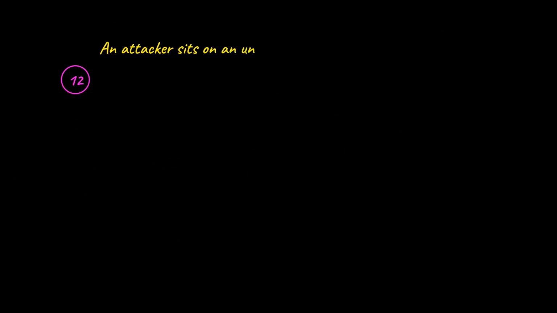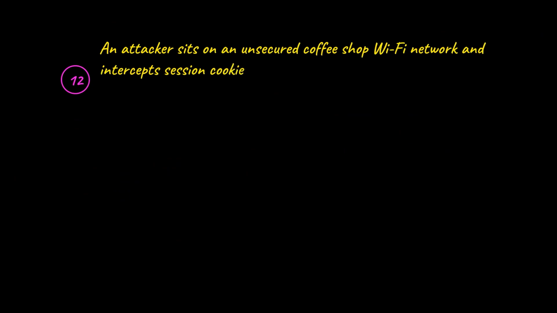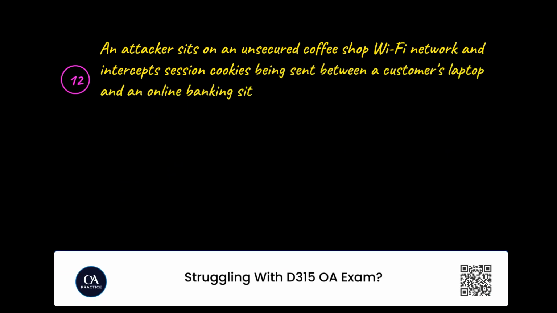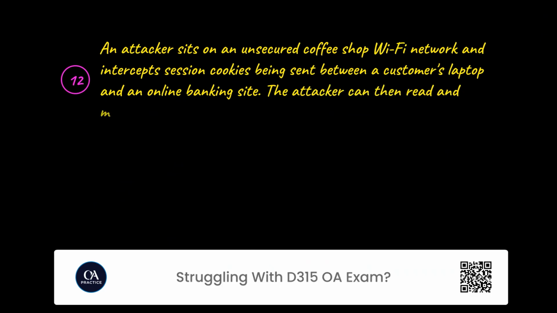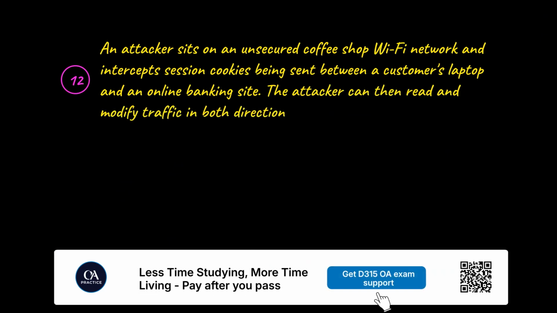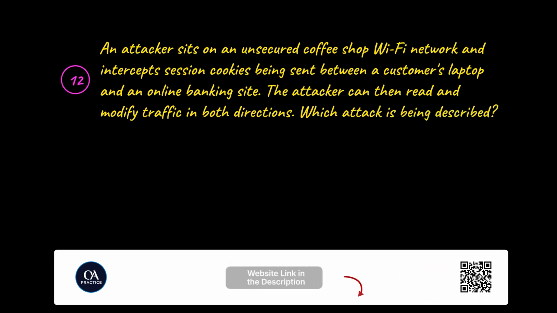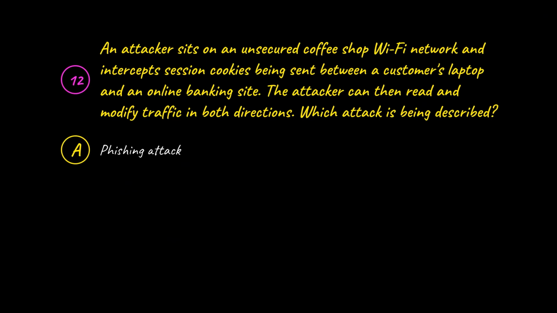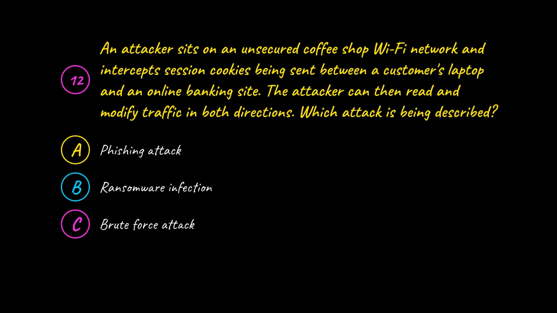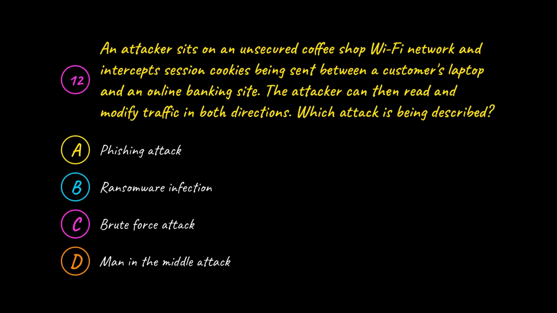Question 12. An attacker sits on an unsecured coffee shop Wi-Fi network and intercepts session cookies being sent between a customer's laptop and an online banking site. The attacker can then read and modify traffic in both directions. Which attack is being described? Your options are A. Phishing attack, B. Ransomware infection, C. Brute force attack, D. Man-in-the-middle attack. What's your answer? Commit to one before I continue.